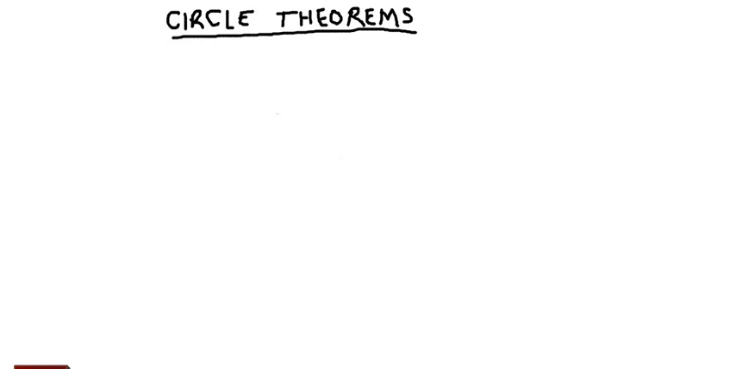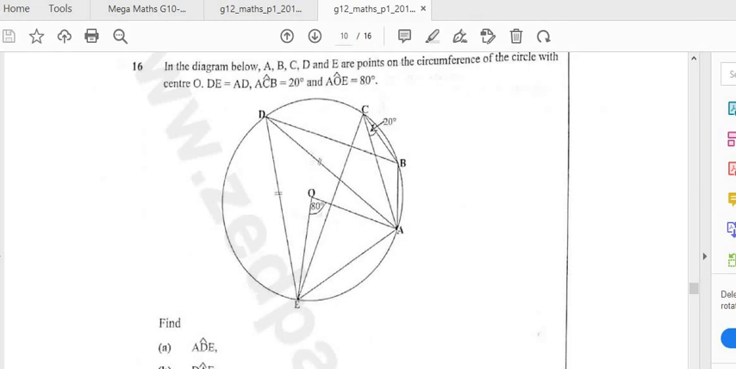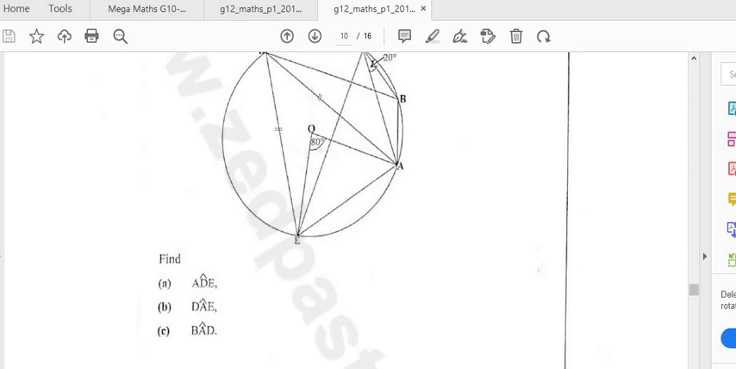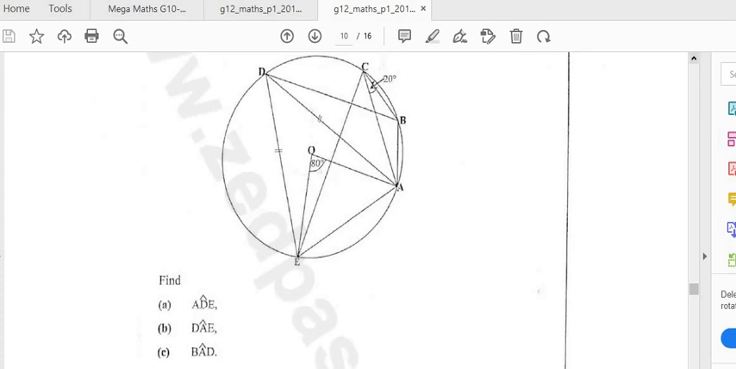Just before we go to our last set of 3 theorems, we'll first look at an example using the theorems we have covered so far. There's an example here of a diagram with A, B, C, D, E, which are points on the circumference. We want to find the angle ADE, the angle DAE, and the angle BAD.